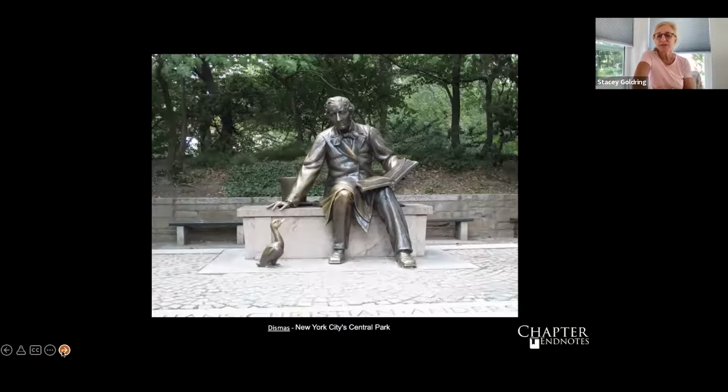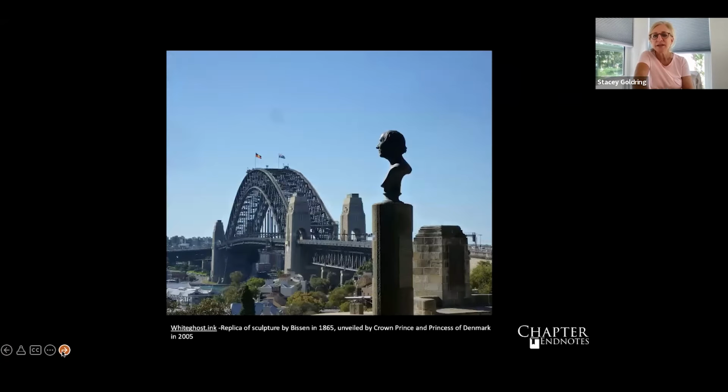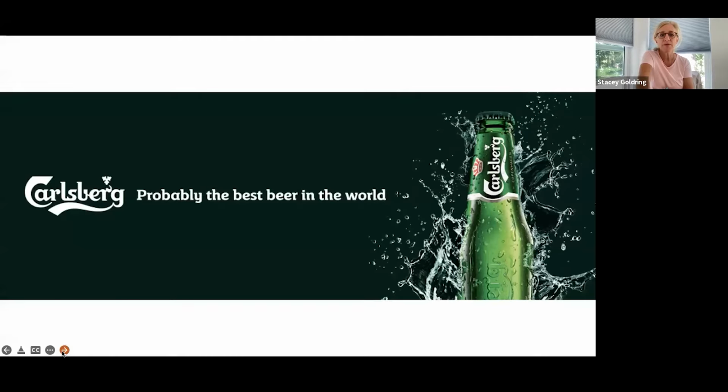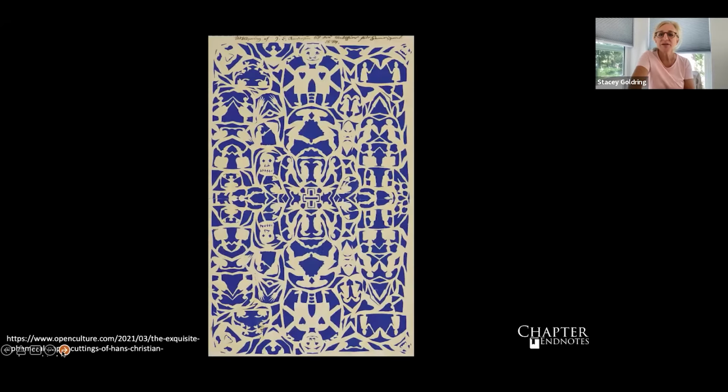His influence is everywhere. If you're in Central Park, you may have walked by him in The Ugly Duckling. This is in Sydney, at the bridge in Sydney Harbor, because there was a huge Danish population there, and they went ahead and had this sculpture of his bust, another beautiful image of his taken by Melchior. And here is another example of a paper cut that he did. This was to the Melchior family. This was a birthday card. Absolutely gorgeous.